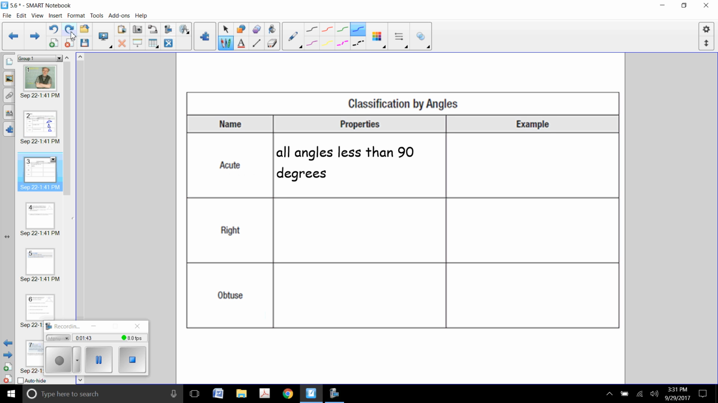We can also look at our triangles by looking at the angles. We know that an acute angle is less than 90 degrees, so an acute triangle has all angles in the triangle less than 90 degrees. So that triangle that we just drew, that equilateral triangle, fits the description.